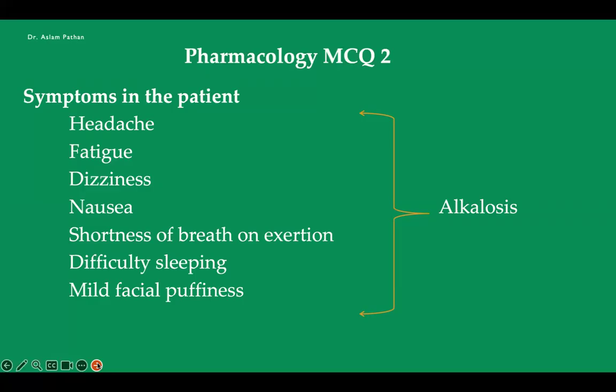Now, the question is, if there is alkalosis, why do we need to give a diuretic? This alkalosis occurs when the person is at high altitude, and the diagnosis is acute mountain sickness, AMS. When the person is at high altitude, it causes alkalosis, and due to the alkalosis, with increase in bicarbonate ions, there are the symptoms.